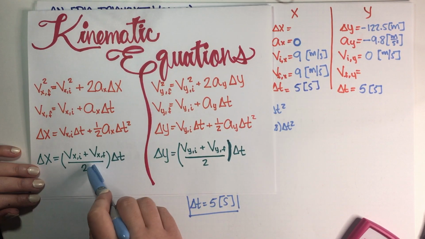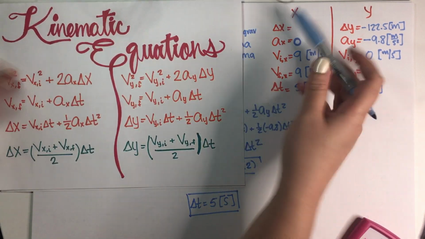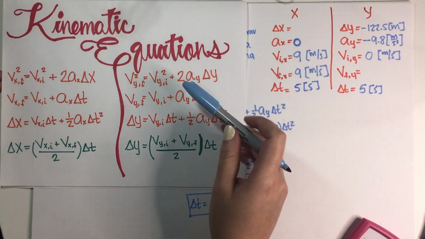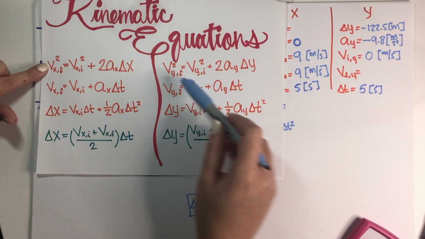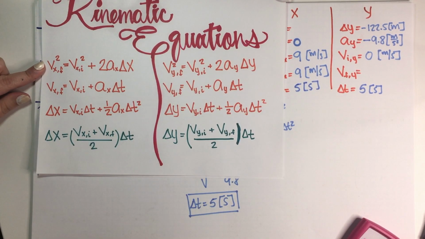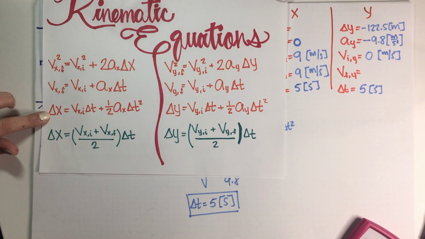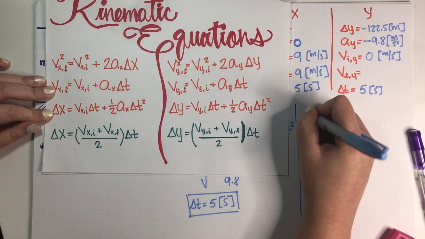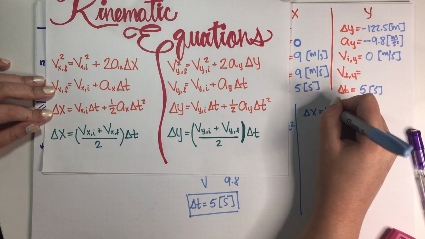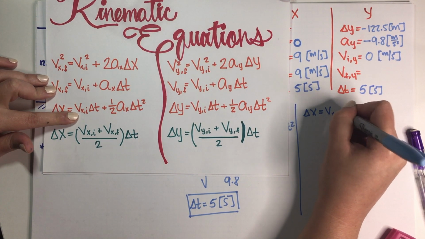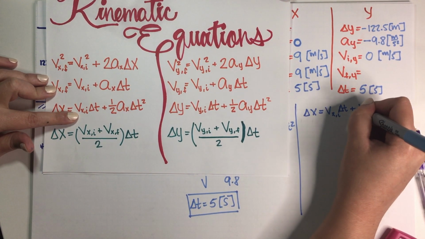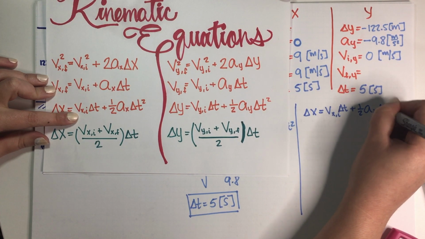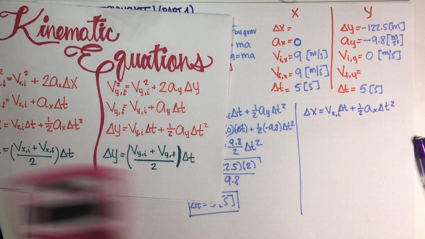At this point, honestly, I have everything but delta x, so literally I could use whatever I want, except this one, of course, because it would cancel out. So let's just use the same equation, but with x. Delta x is equal to v xi delta t plus 1/2 a x delta t squared. Let's just substitute.